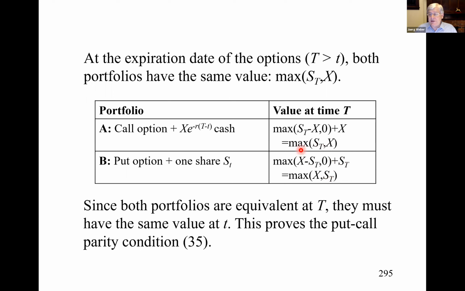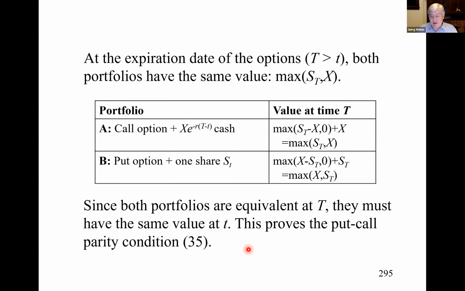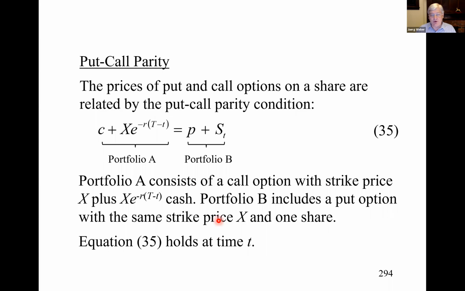So it's the same as here, the maximum of S_T and X. So the two portfolios are equivalent at time big T, and so they will be equivalent also at time small t. At time big T the portfolios are equivalent, so they must have the same value also at time small t when the options are written. So this argument establishes the put call parity condition.